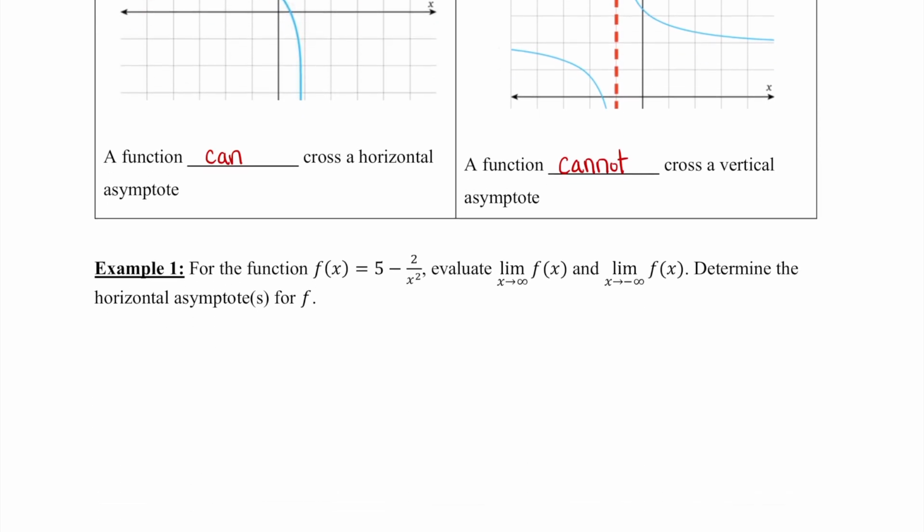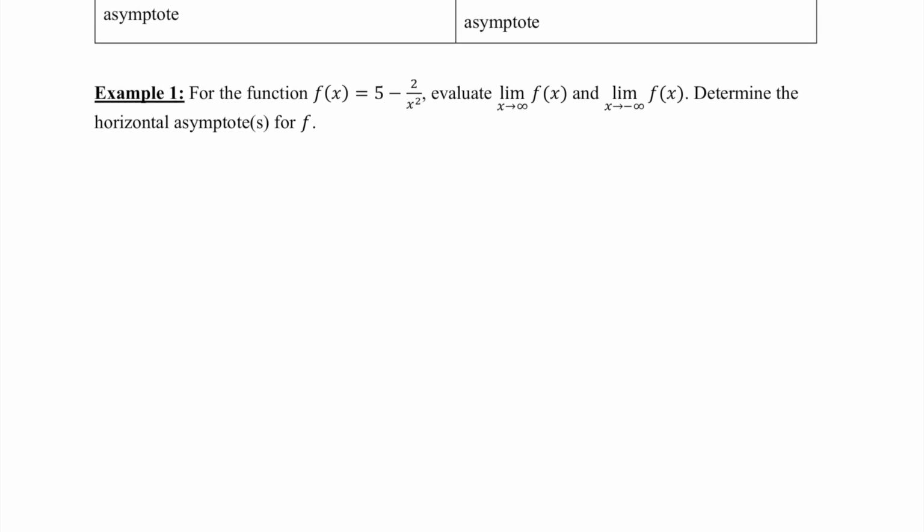Now, let's apply it to an example. We are given a function f of x equals 5 minus 2 over x squared, and we want to find the limit of f of x as x approaches infinity, the limit of f of x as x approaches negative infinity, and the horizontal asymptote.